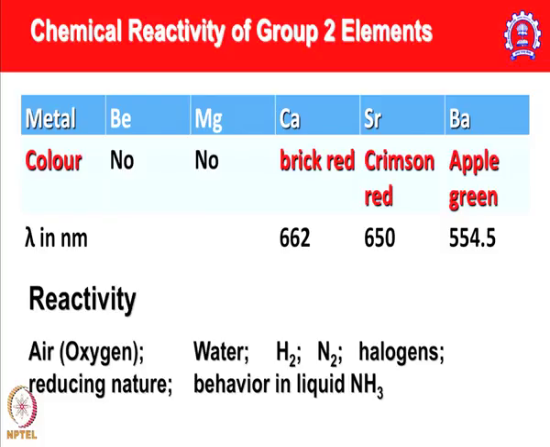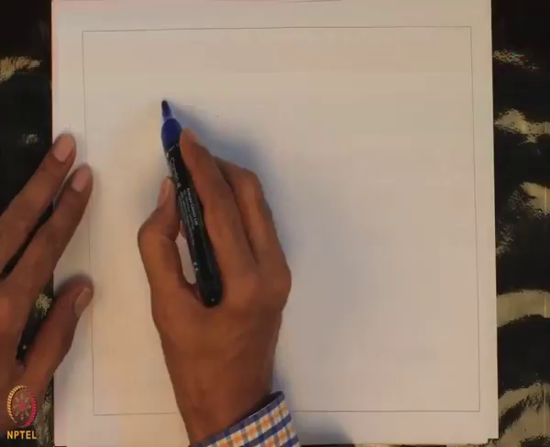For example, beryllium and magnesium do not impart any color because of the high ionization energy associated with them, whereas calcium gives brick red color, and strontium gives crimson red color, whereas barium gives characteristic apple green color, and the corresponding wavelengths are given here: 662, 650 and 554.5 nanometers respectively for these emissions.